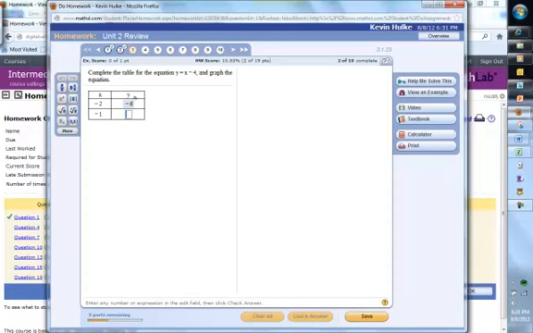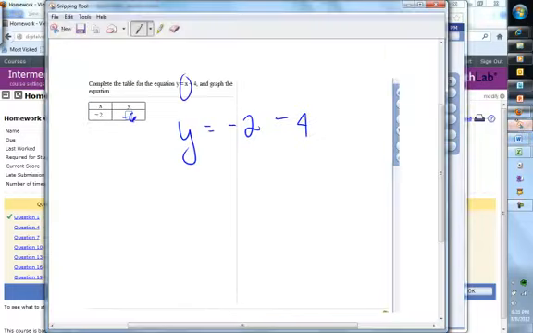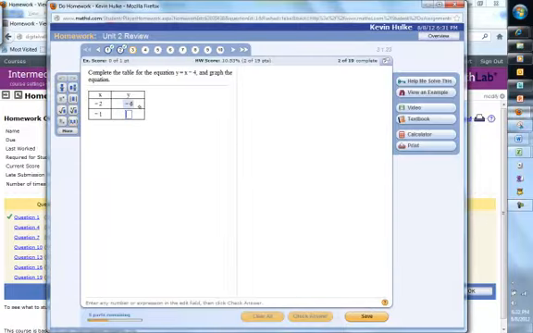-6. Then 1... y equals -1 minus 4 is -5. 0 will be -4. 1 will be -3. 2 will be -2.